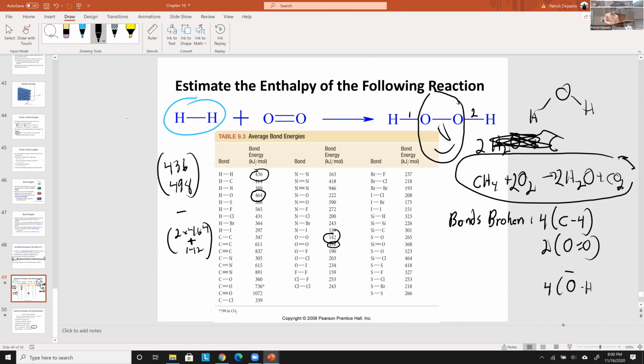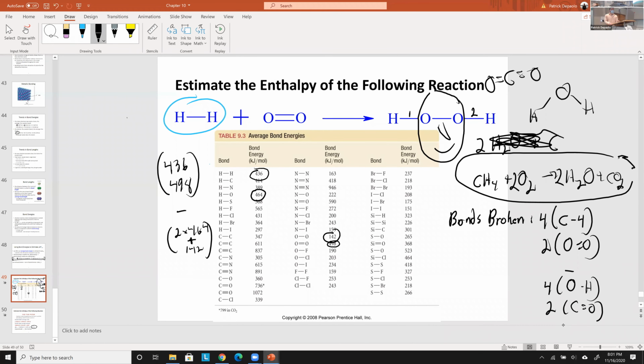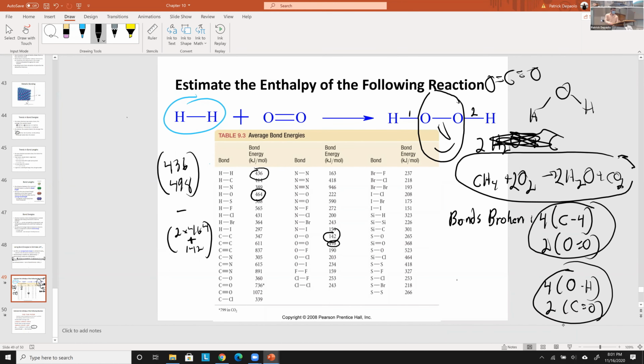Okay, then we have CO2. CO2 looks like this. You have 2 C double bond O bonds, so minus 2 CO double bonds like that. So you would take the numbers, put them into here, minus the numbers, put them into here. Okay. Any questions on that?